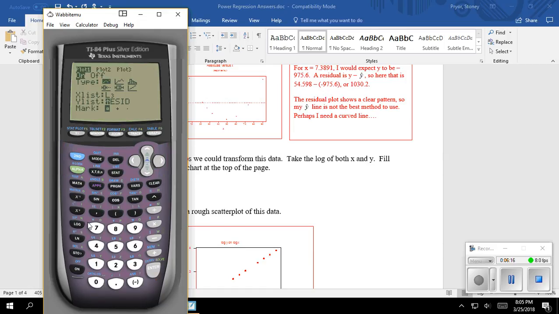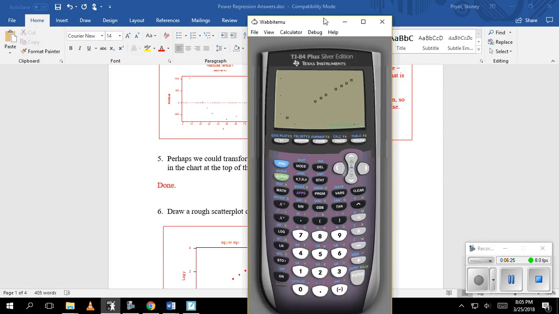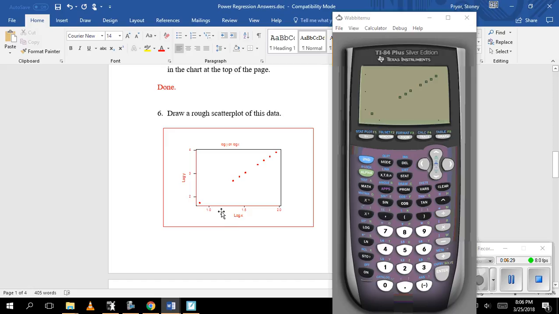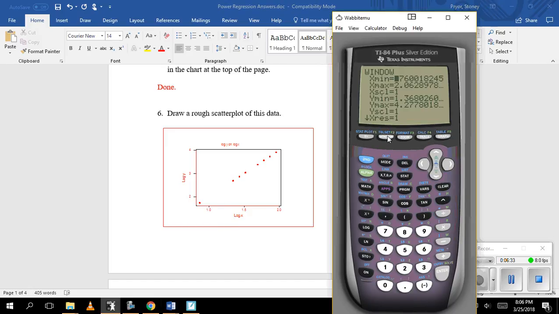L3 and L4. Wow, pretty stinking linear right there. I like it. Notice, however, when I graphed it, I had to write log of x and y. And if you wanted to know what values to put on the scale, hitting window can give you a pretty good idea of what those values would be.